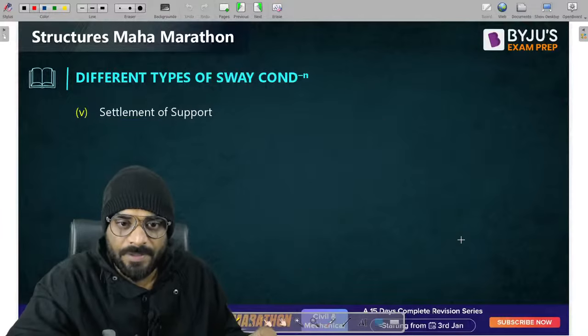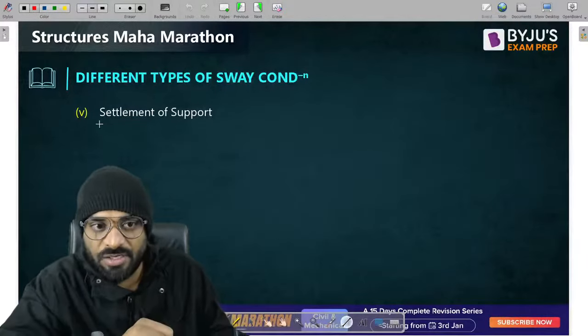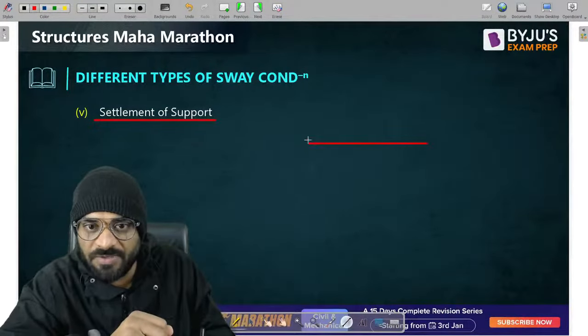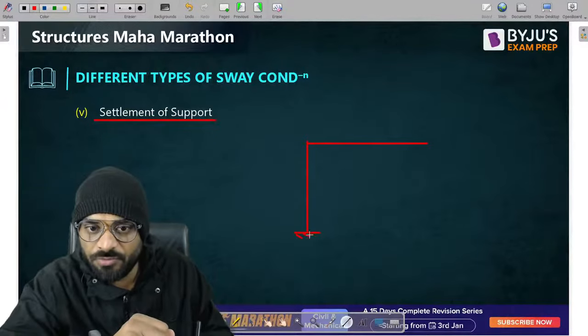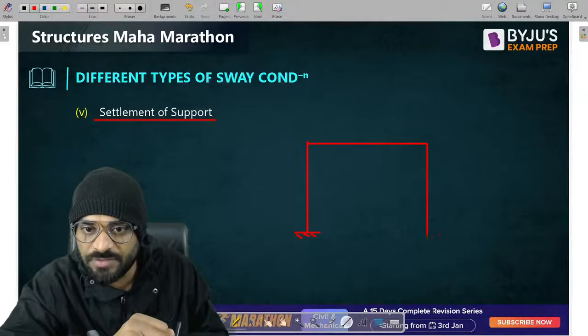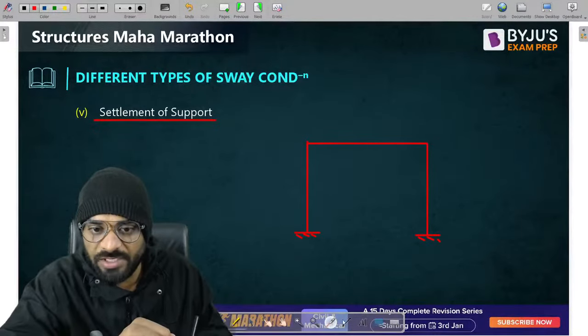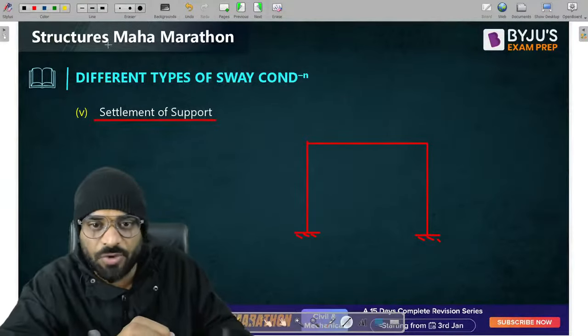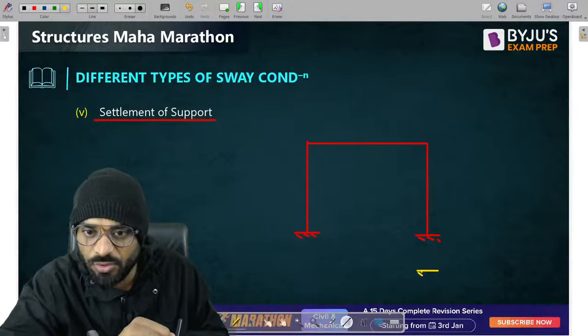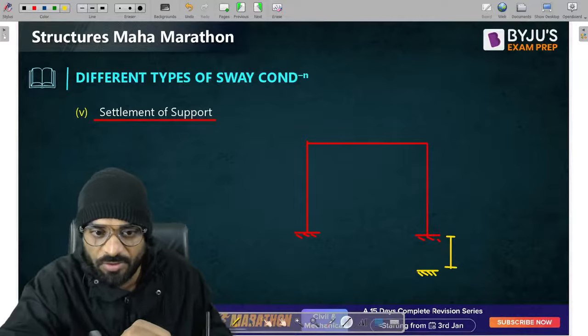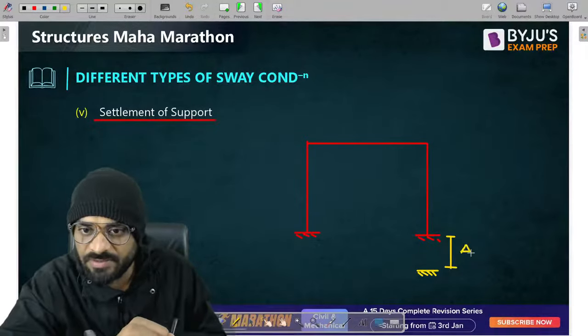Okay. Next one, the settlement of support. Let us suppose, guys, we have one support fixed, and the second support is also fixed. Let us consider this support is settled down by some value of delta. So that means this support will lower, right? It will be lowered by some amount of delta. We will draw the diagram further. Kindly see this. This is also delta.